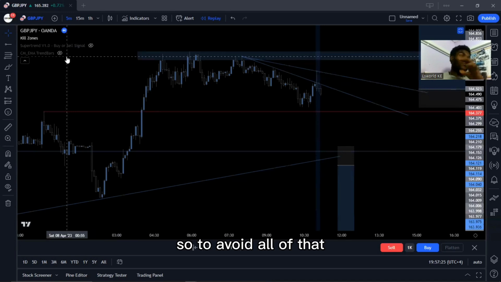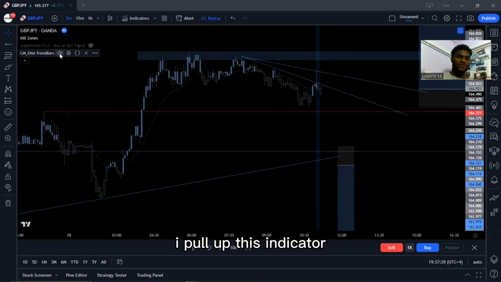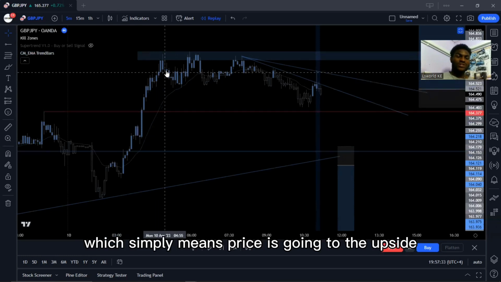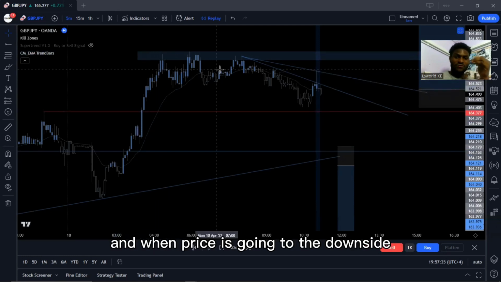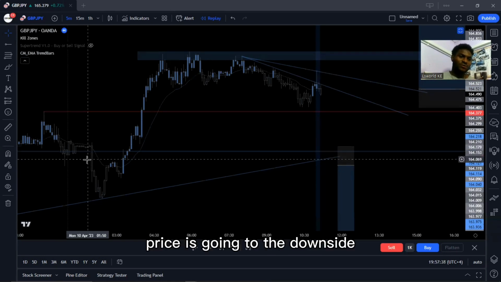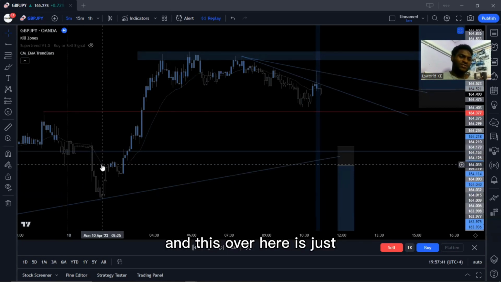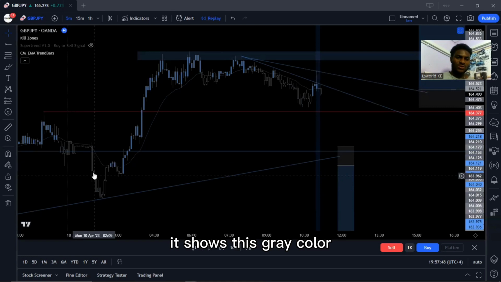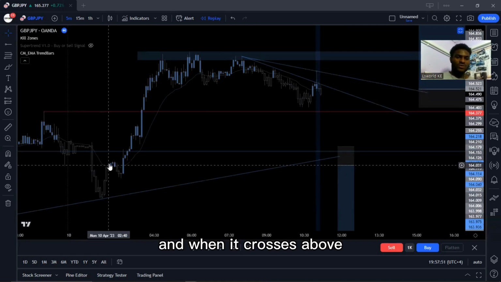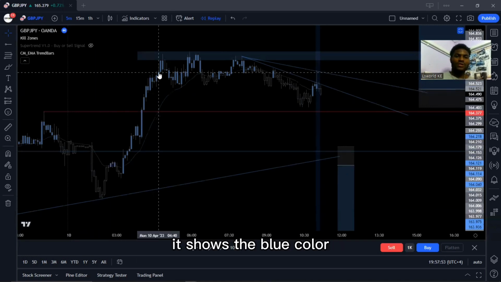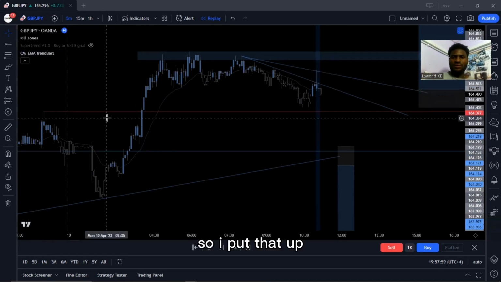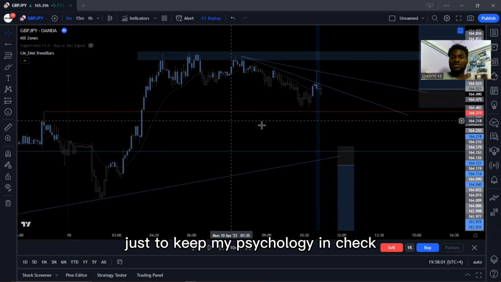So to avoid all of that, I pull up this indicator, and as you can see, it just made everything over here blue, which simply means price is going to the upside. And when price is going to the downside, you see that okay, price is going to the downside, and this over here is just the 20 moving average EMA. So once price closes below the 20 moving average, it shows this gray color, and when it crosses above, it shows the blue color, which simply means price is going to the upside. So I put that up just to keep my psychology in check.